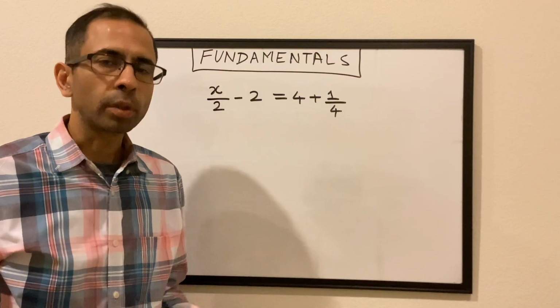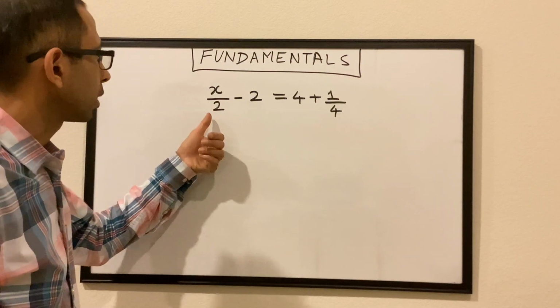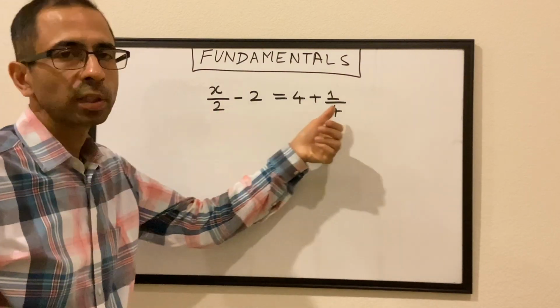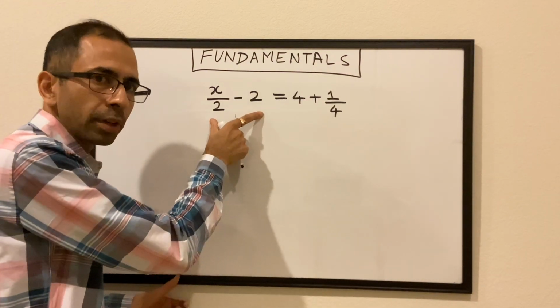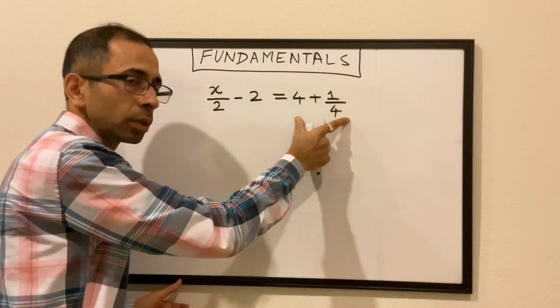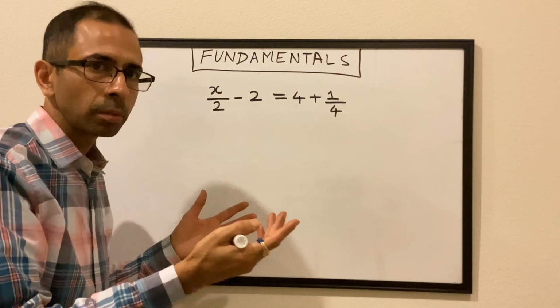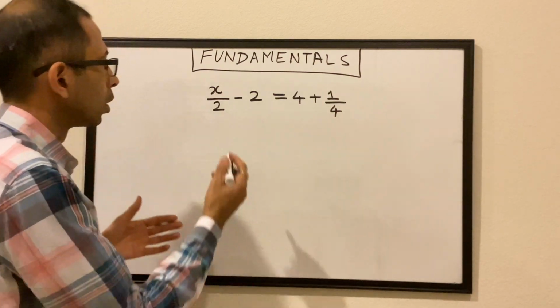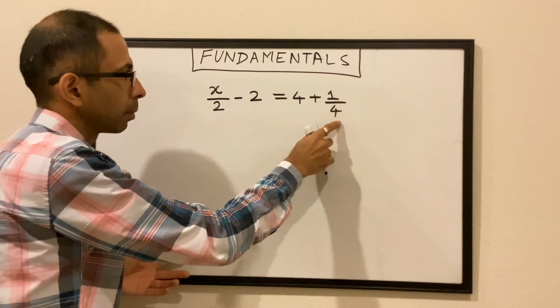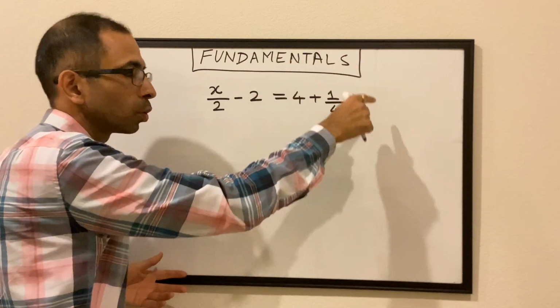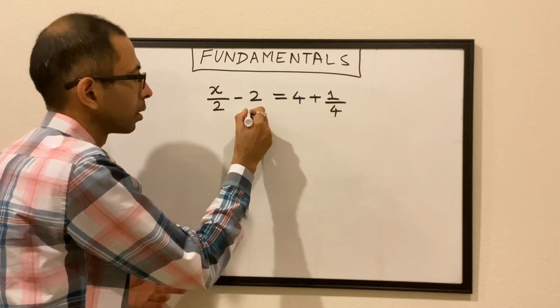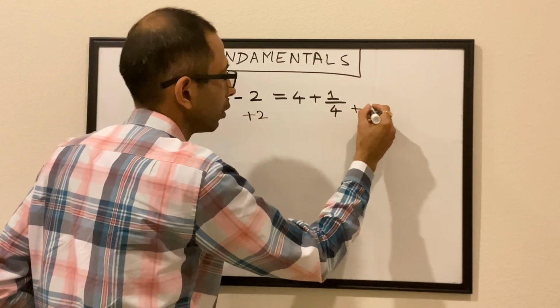Let's quickly take one more example. Okay, so we have x over 2 minus 2 is equal to 4 plus 1 over 4, right? Clearly we do not have a single fraction on the left side, and we don't have a single fraction on the right side, so we cannot do cross multiplication, right? But we do notice that we have all these numbers here and we have minus 2 here, so we're going to bring minus 2 also to the right side. So we do plus 2 here and we do plus 2 here.